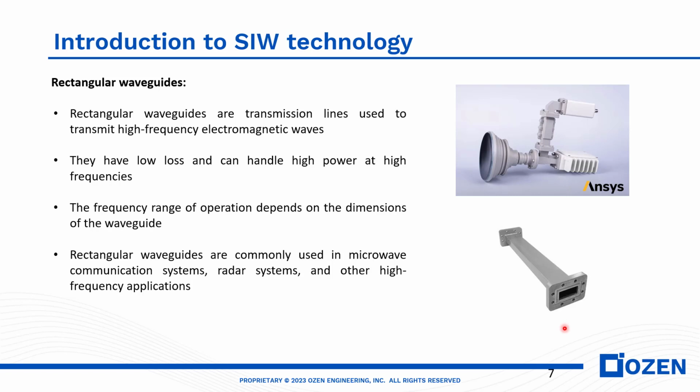It has a rectangular cross section with one side being longer than the other, and the frequency range of operation depends on these dimensions. The waveguide is typically made of metal, such as copper or aluminum, and it is used to transmit microwave energy from one point to another. The advantage of rectangular waveguides is that they can handle high power levels, they have low loss, and they provide good shielding against electromagnetic interference. However, they are larger and heavier than other types of transmission lines and can be more difficult to manufacture and assemble.